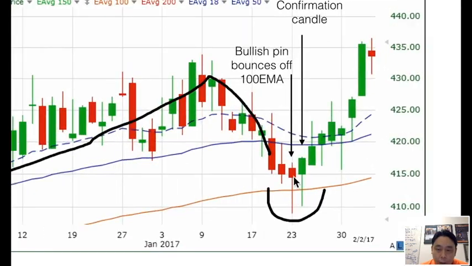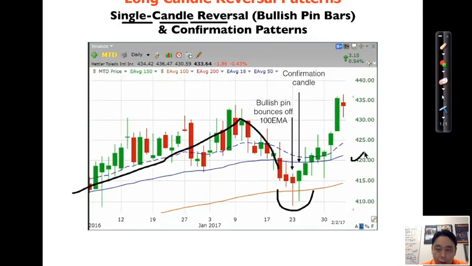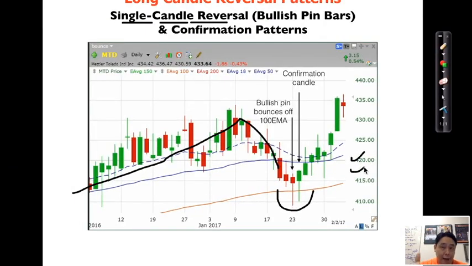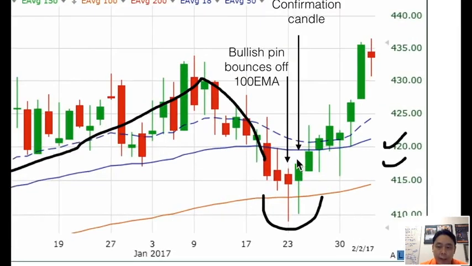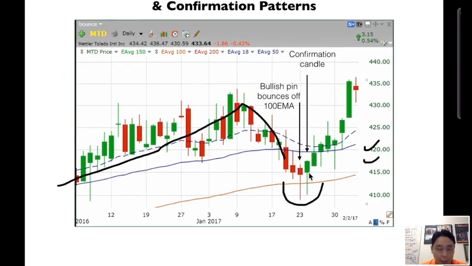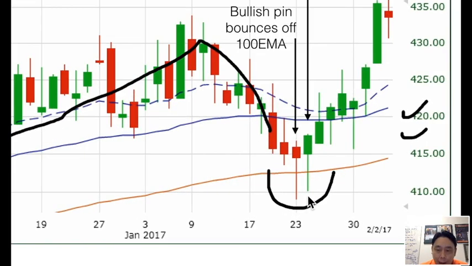Okay. The body of the candle is above the moving average. Check. Lower shadow cuts below the moving average. Check. Valid reversal candle. Now the next day, is this a valid confirmation candle? Is it bullish? Yes.